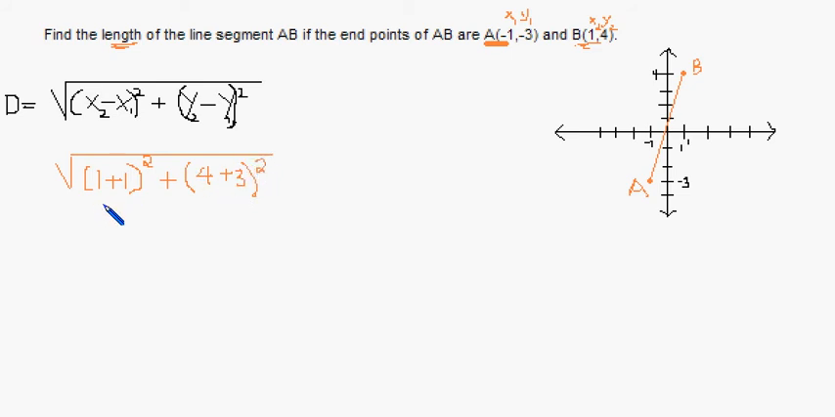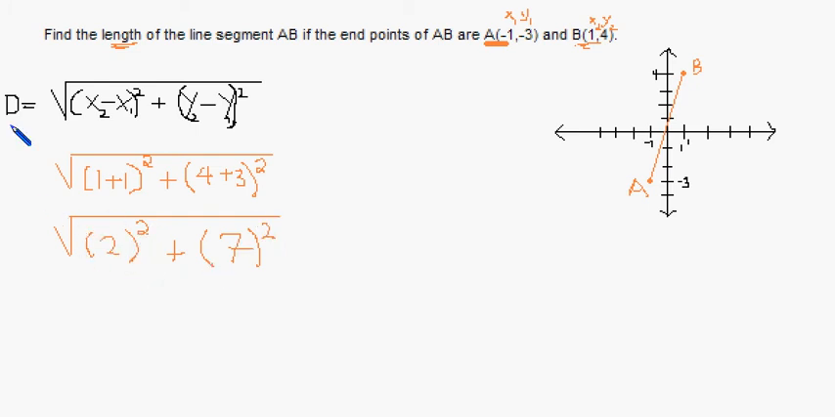Now the next step is going through the order of operations, which means we're supposed to work within the parentheses first. So let me redraw the radical again. We're not really doing much with this radical until the end. What we want to do is combine this. We have 1 plus 1, which is 2, so I have 2, and this quantity is being squared, plus 4 plus 3, which is 7. So that's my 7 squared. Now we're finished with the parentheses.